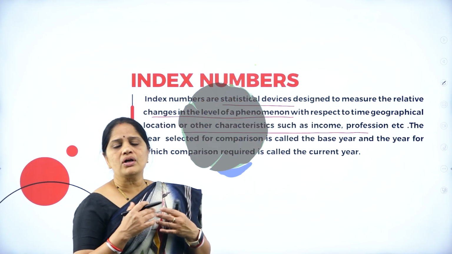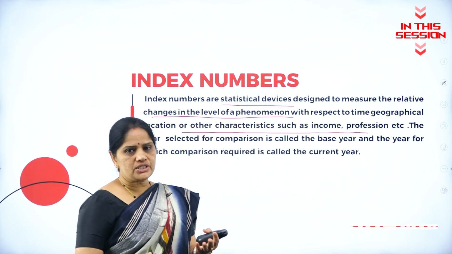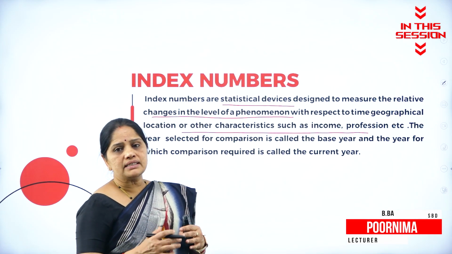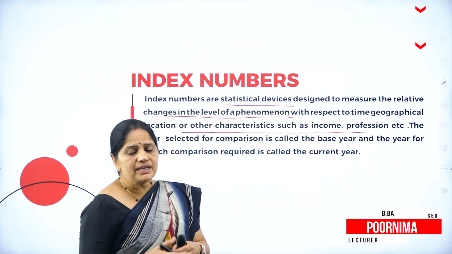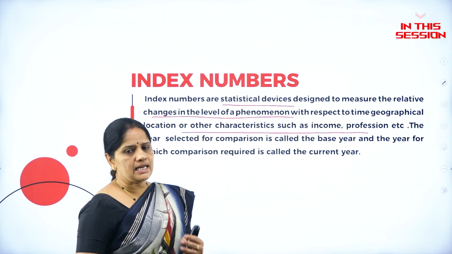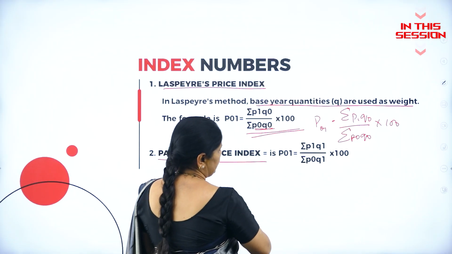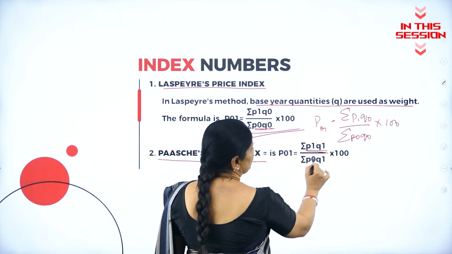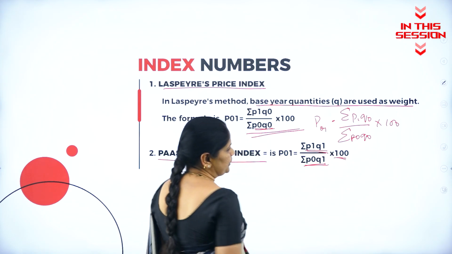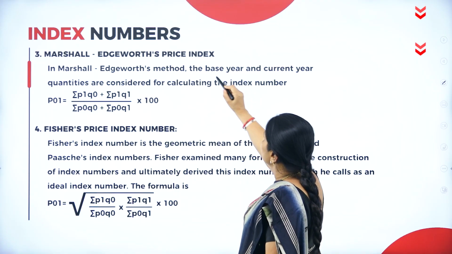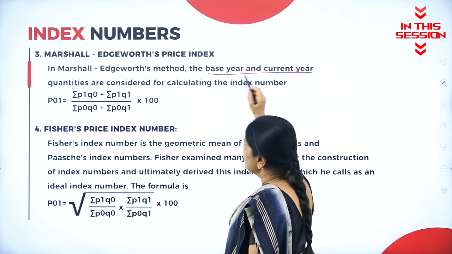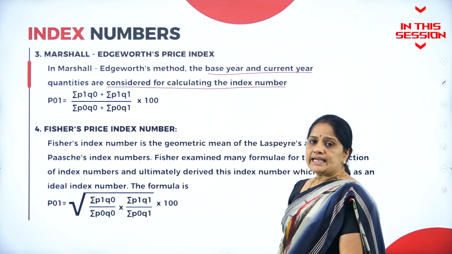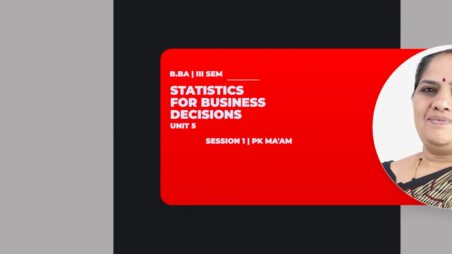The prices of almost all the commodities keep on changing. So in order to measure the changes in the levels of the prices, we make use of index numbers. Purchase price index, P01 equals sigma P1 Q1 by P0 Q1 into 100. In this Marshall-Edgeworth method, the base year and the current year quantities are considered for calculating the index numbers.